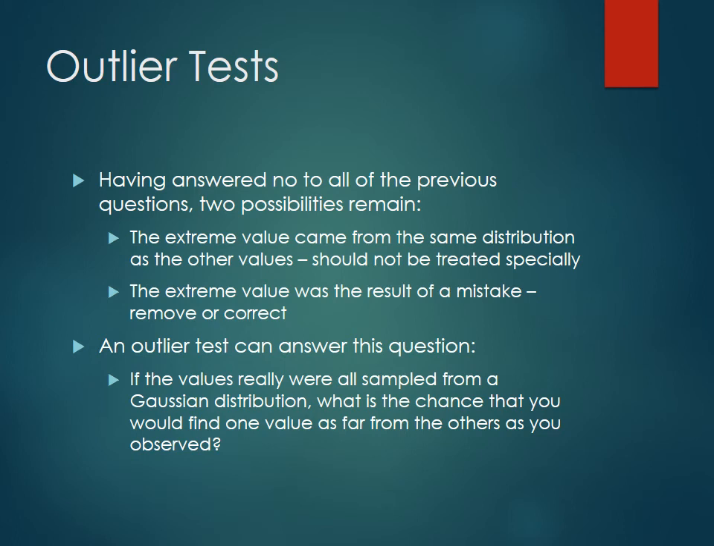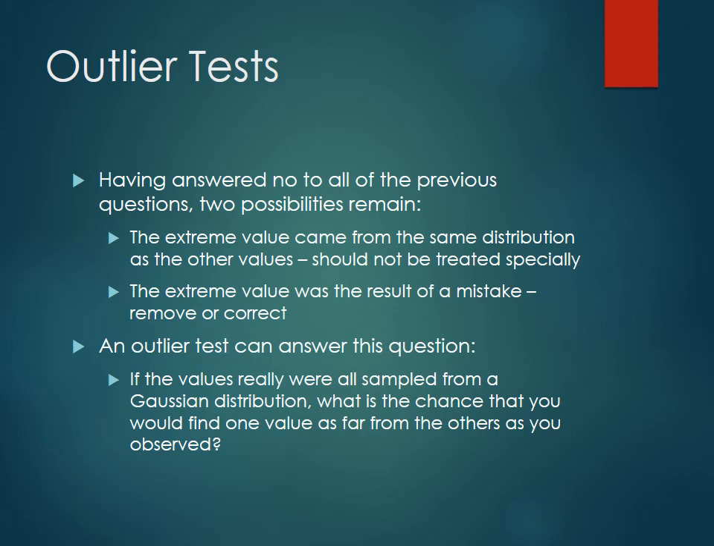So if you've answered no to all the previous questions, two possibilities really remain. One, the extreme values came from the same distribution as the other values and should not be treated specially. It's just one of the natural values that would come up due to random chance. Or the other possibility is that the extreme value was a result of a mistake, so you could either correct or remove it. I think it's important when you're reporting data like this that you're explicit about it and let people know that some of these data were either removed or corrected based on mistakes. The more transparent authors are, the more credence you can give to their claims.